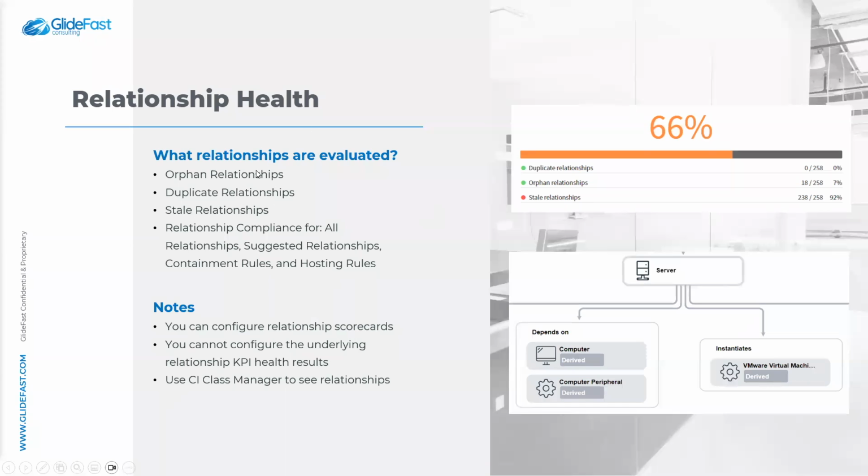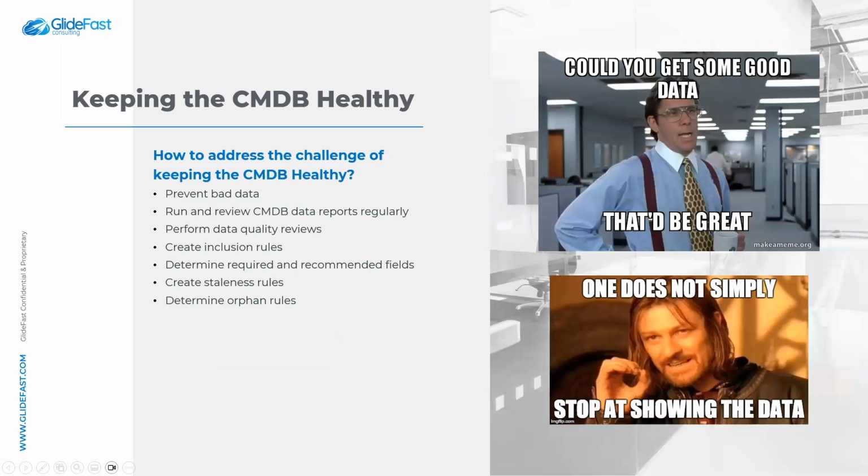I kind of glanced over this piece. Honestly, I haven't seen anybody use this super effectively. I would be interested in feedback if somebody else has and maybe better use cases. There's certain stuff you just can't configure in the relationship KPI health results. You can configure the scorecards, like I said, everywhere else. And then you can use the CI class manager to see your relationships. Outside of that, stuff that you would take from this and move forward with, right?